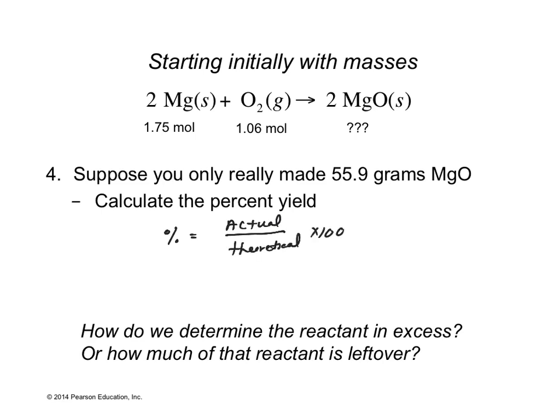times 100. So what is our actual yield here? 55.9 over the theoretical, which we just calculated, 70.5 grams, times 100. So our percent yield for this reaction ends up being 79.3%. So we're actually better at making magnesium oxide than we were at making pizza, unfortunately.